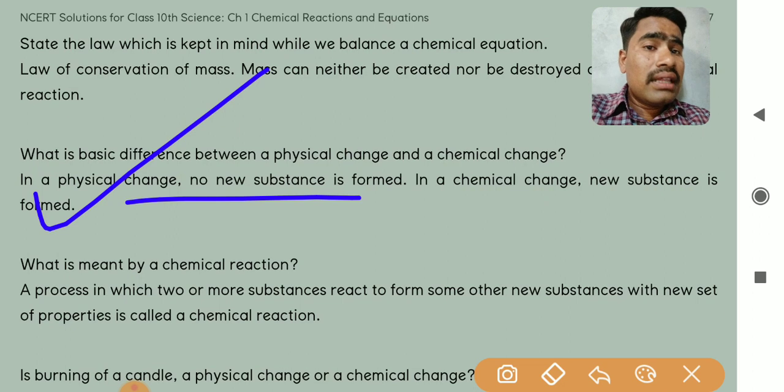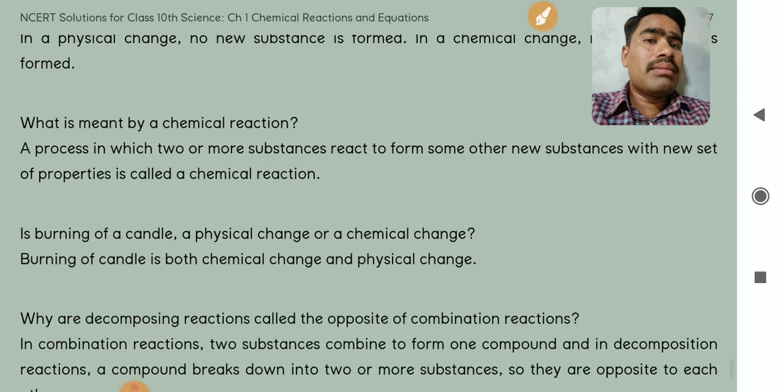But in a physical change, the new substance is not formed. For example, the evaporation of water is a physical change. So in a physical change, just an outer, external change takes place, an internal change doesn't take place. So in a physical change, no new substance is formed. In a chemical change, a new substance is formed with a new property. That is the basic difference between physical and chemical change.